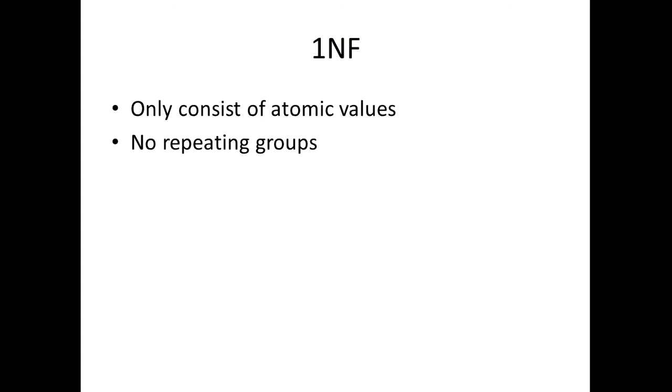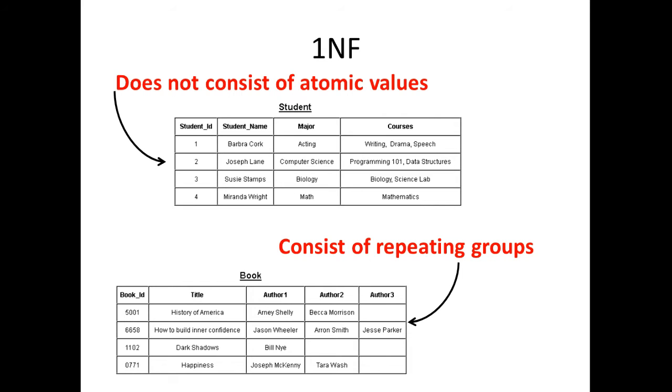All right, so first normal form means that the table can only consist of atomic values and there are no repeating groups. Now, for an example of what atomic values and repeating groups are, I'm going to use this table right here. So let's say we have a student table. The student table has 4 columns: student ID, student name, major, as well as courses. Now, as you can see, this table does not consist of atomic values. Atomic values basically are values where there's only a single value within each cell.